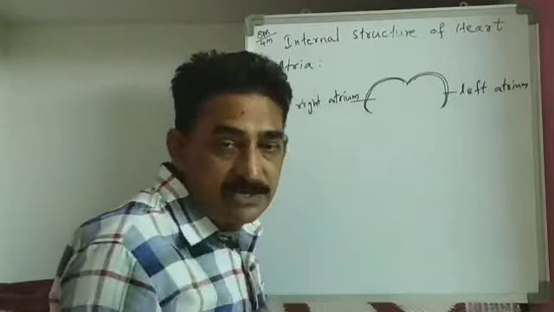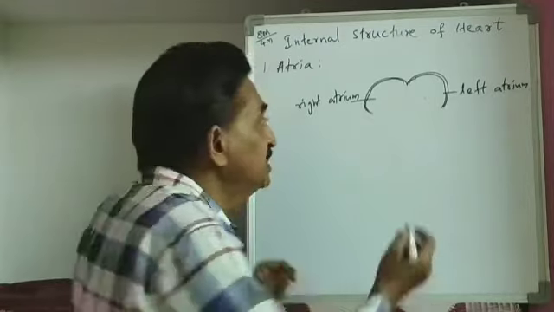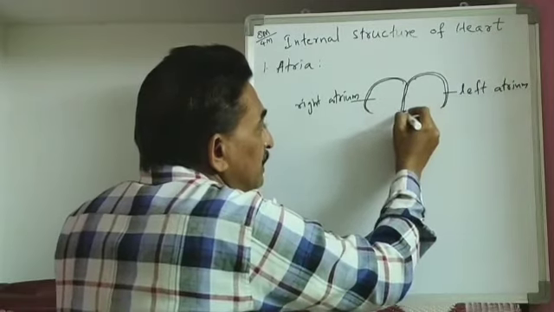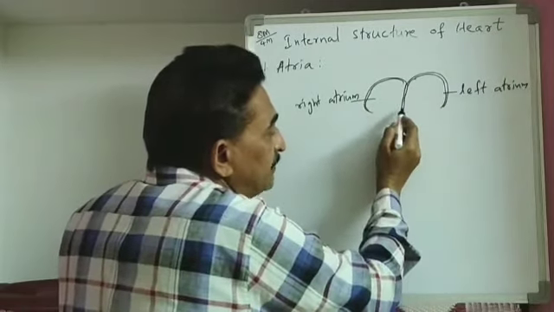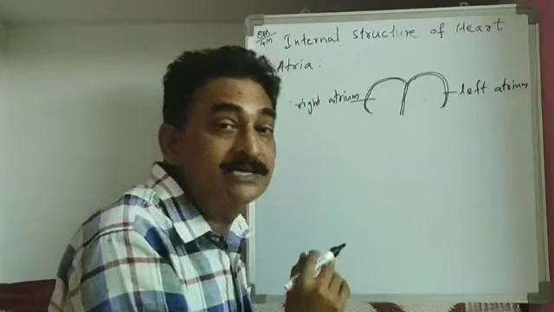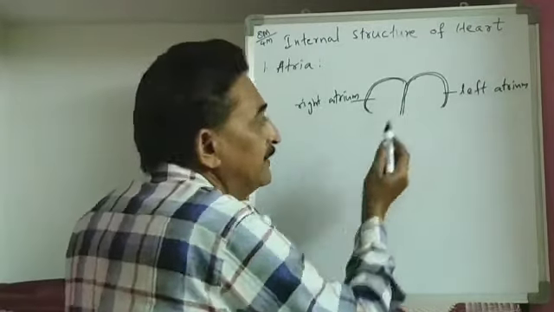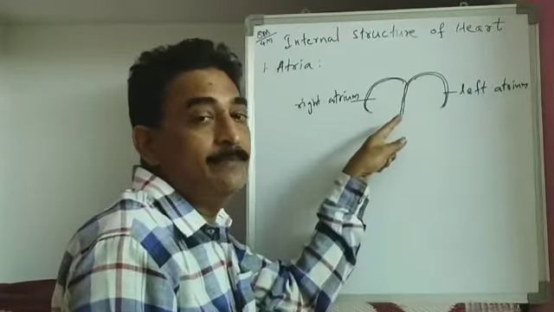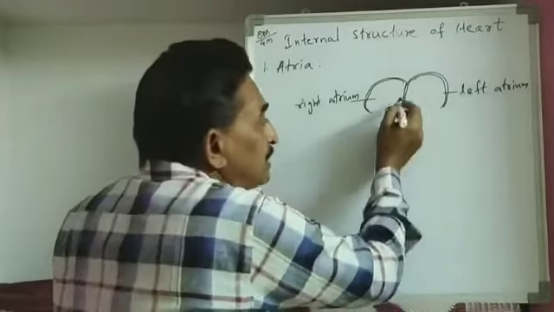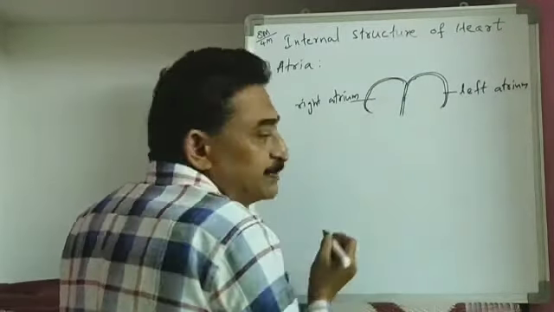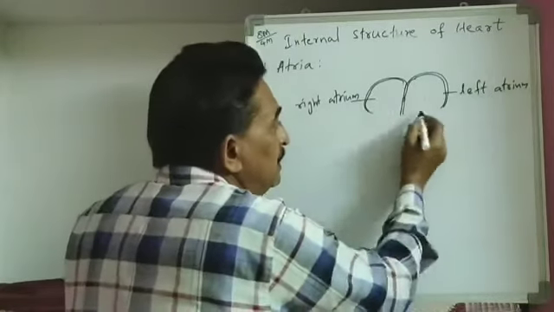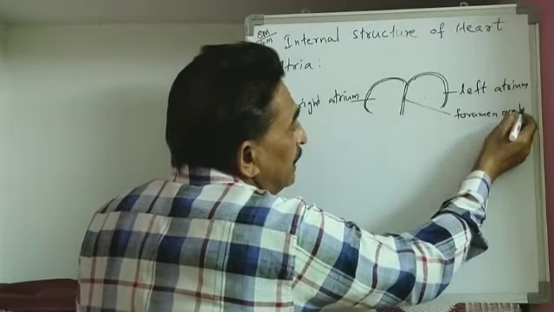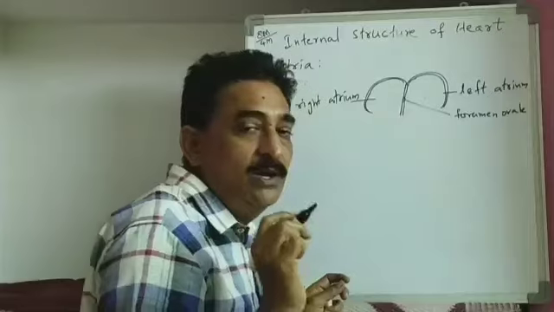Okay, in the fetal stage, means in the embryonic stage, between the 2 atria a thin septum is there. This is the septum called interatrial septum, which divides right and left atria respectively. This is interatrial septum. In fetal stage, on this septum a small hole is present, which is called foramen ovale. Foramen ovale means oval-shaped hole.